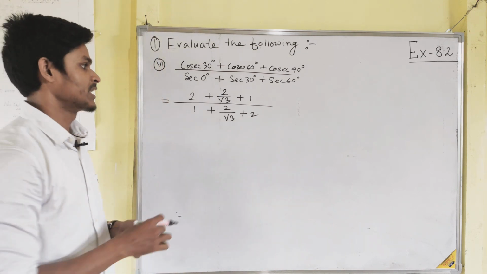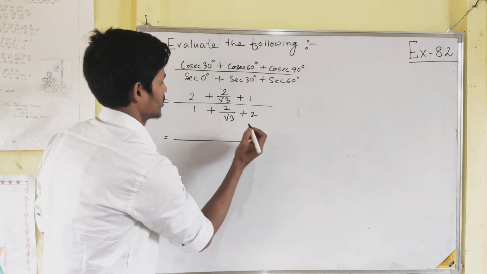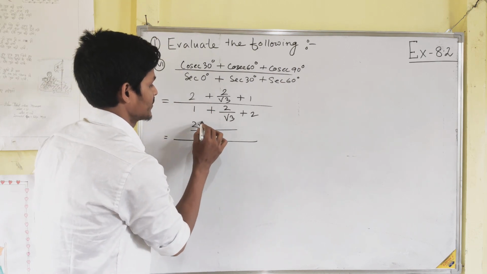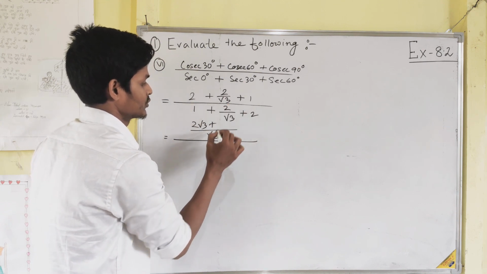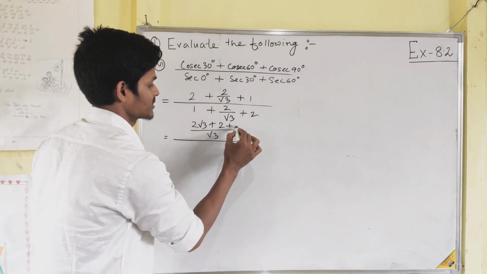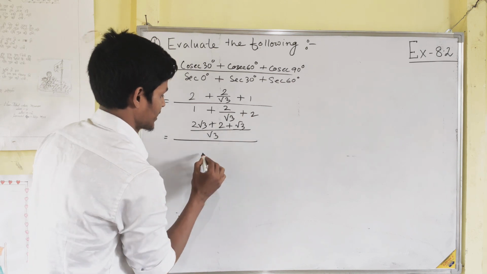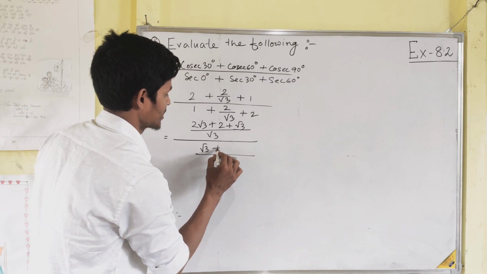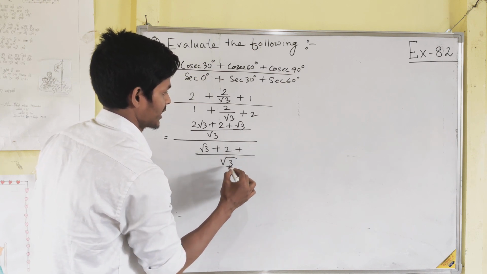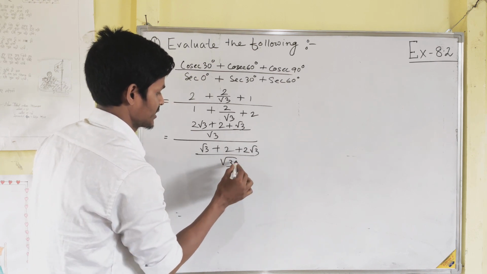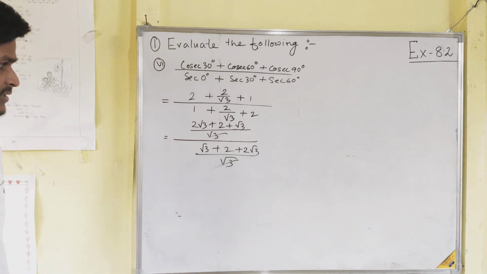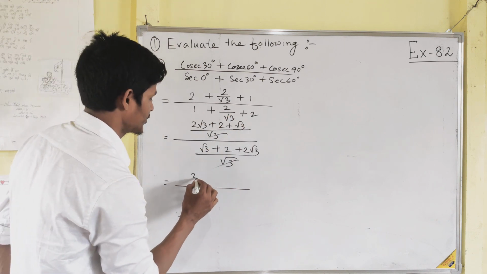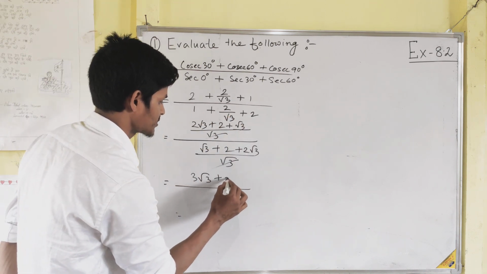Okay. Now you take the LCM, 2 root 3 will be, then here root 3 ones are root 3, 2 ones are 2, plus here you get root 3. Next, root 3 ones are root 3, plus root 3 2 ones are 2, and here root 3 is there, so 2 root 3. Now 2 root 3 will be cancelled. Okay, so what you write here, 2 root 3 plus root 3, you get 3 root 3 plus 2.